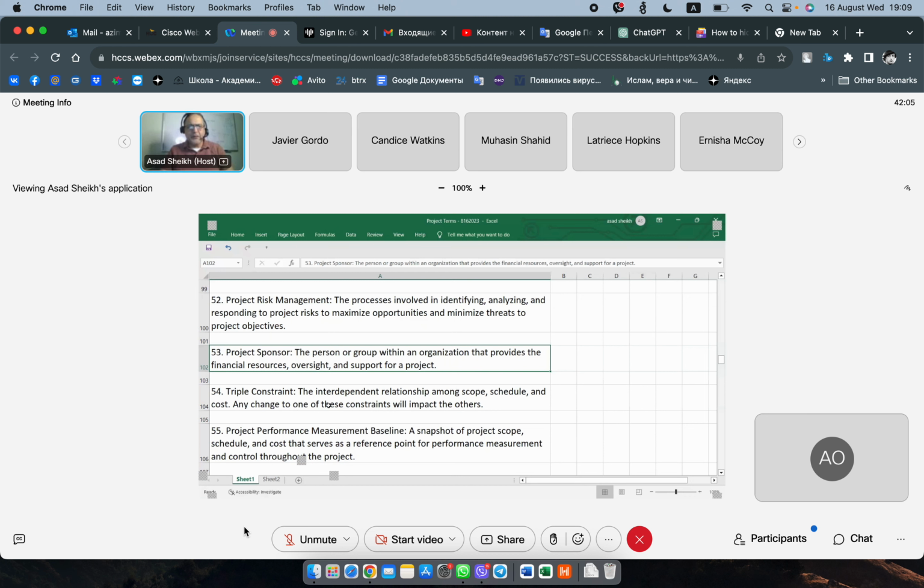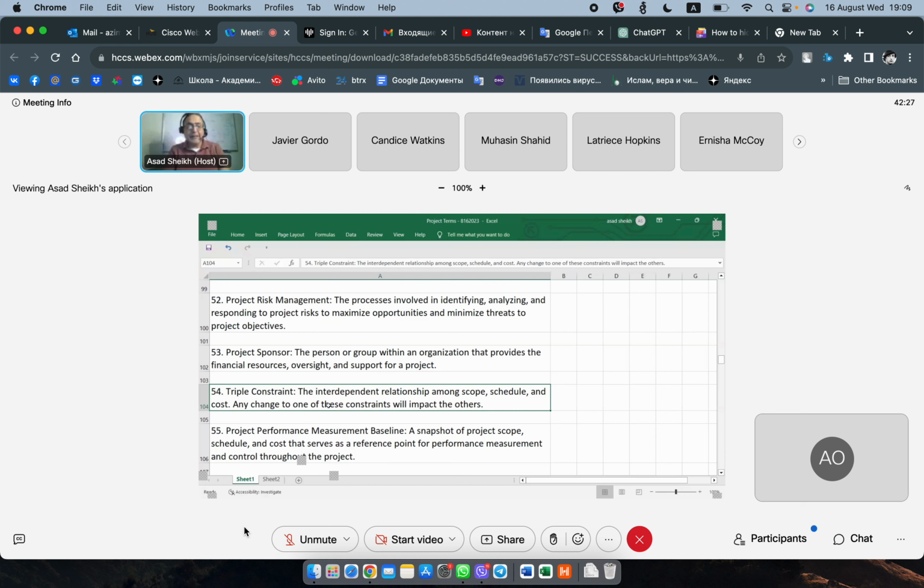They are not really building the product. The team is building the product, but they are the ones who are going to sign off. Triple constraint. Whenever I use the word triple constraint, I always draw this triangle, right? And so you draw your triangle. One side of the triangle is scope, schedule is the other side, and the third side is cost.